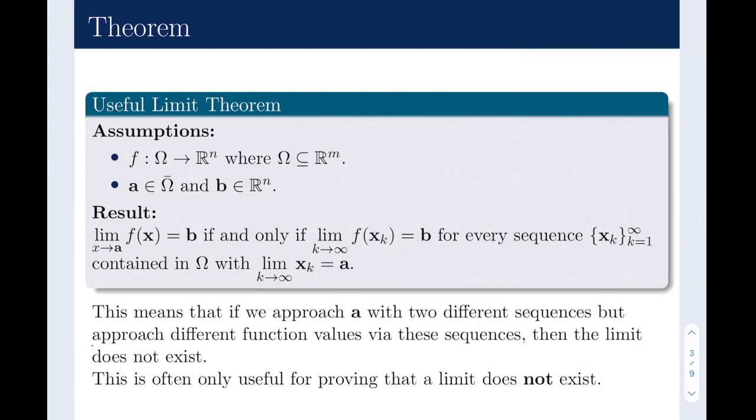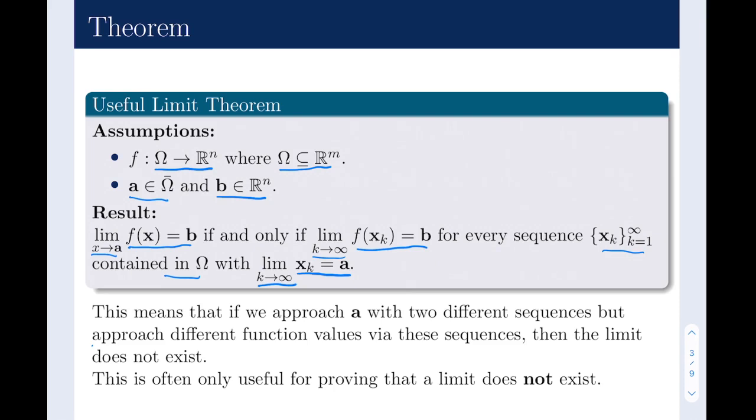This theorem takes in two assumptions. First, f has to be a function from omega to R^n, where omega has to be a subset of R^m. Also, A has to be in the closure of omega, which means omega itself plus its boundary, and also B must be in R^n. Now this is the result. f(x) goes to B as x goes to A, if and only if f(x_k) goes to B as k goes to infinity, for every sequence x_k from k equals 1 to infinity contained in omega, with x_k going to A as k goes to infinity.